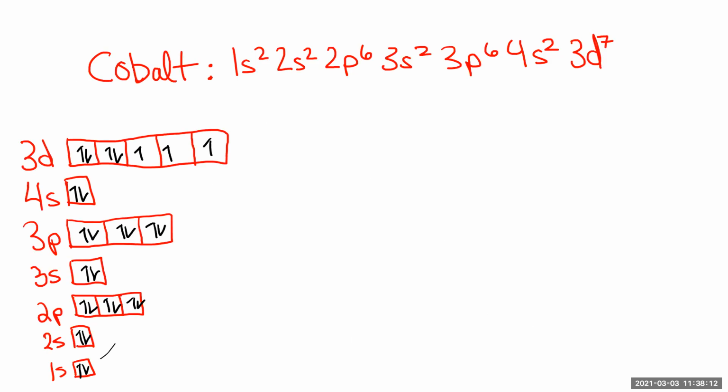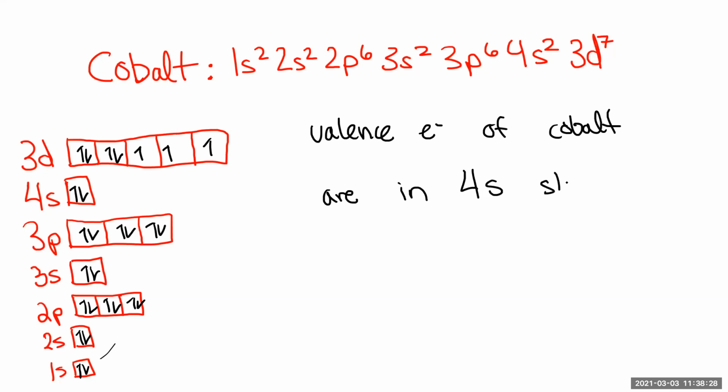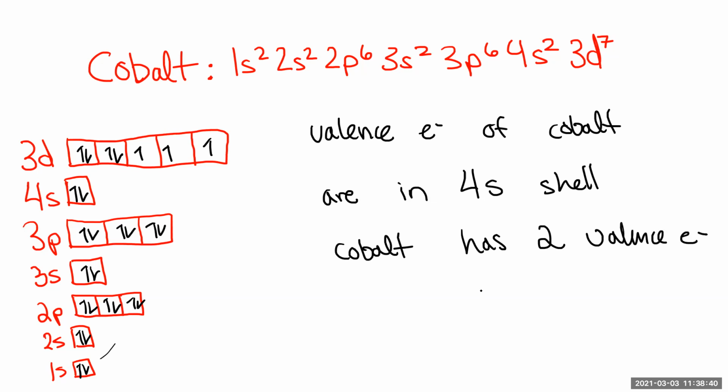Okay, so very briefly, when we look at electron configurations, for example, when we were talking about cobalt, looking at cobalt, the valence electrons of cobalt are in only the 4s shell. So cobalt has 2 valence electrons. Okay.